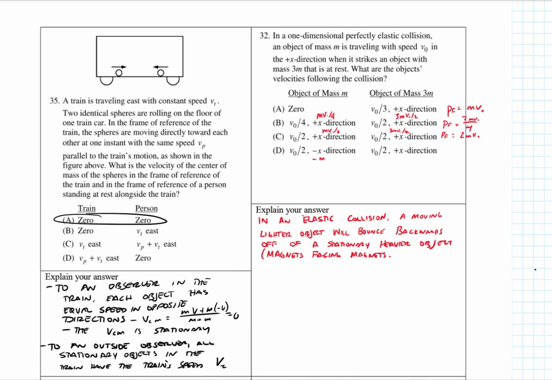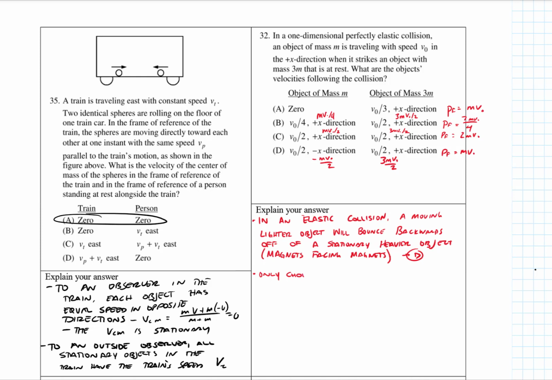If we look at the last one, we have negative mv0 over 2 plus 3mv0 over 2. The final momentum is mv0. That gives me an actual collision. So the choice is between A and D because B and C don't show conservation of momentum.